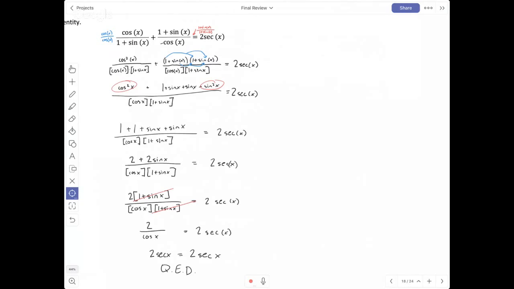Any questions on establishing identities? How did you get from 2 over cosine x to secant x? Excellent question, Maritza.